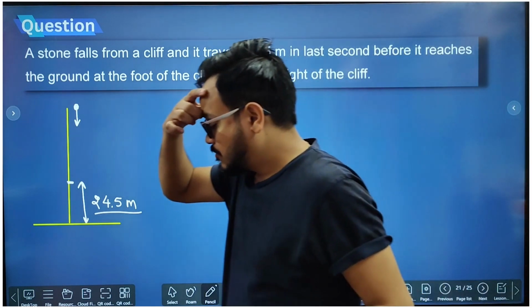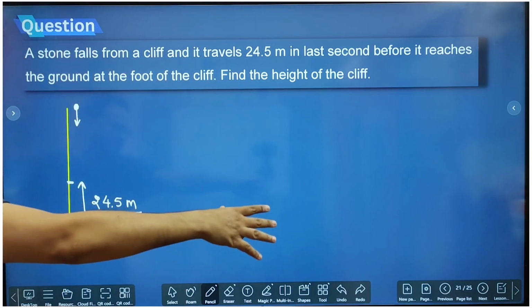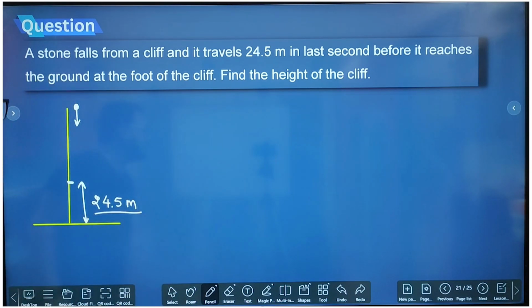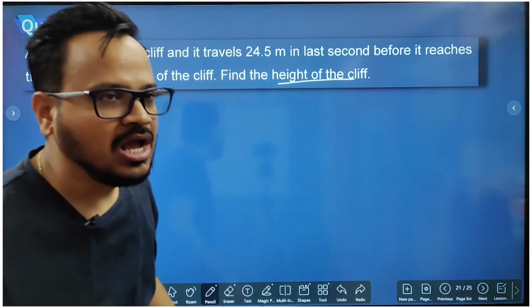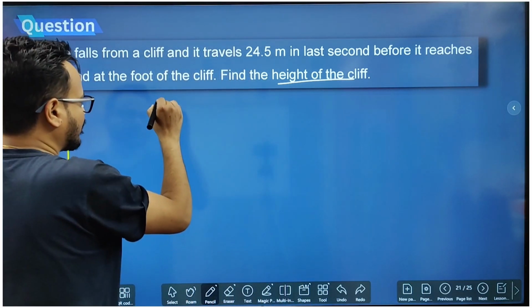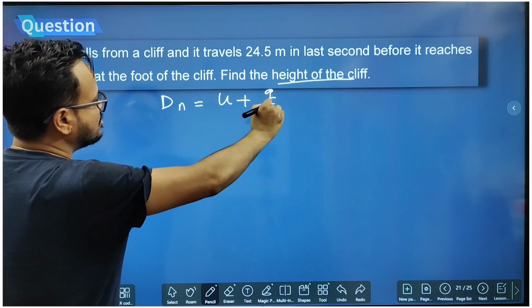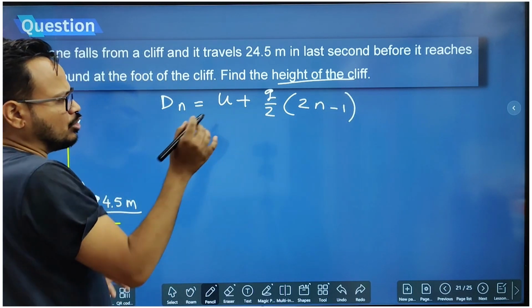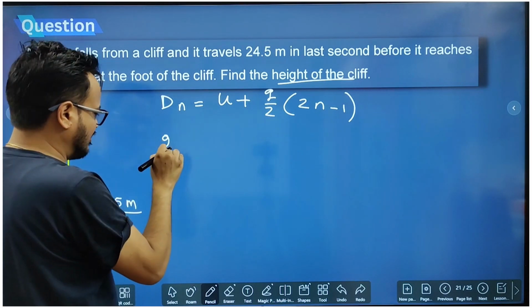Suppose the height of this cliff is 500 meter. In the last second of the fall, we do not know what that last second is. It can be the 10th second, the 11th second, or the 15th second, but in that second it has traveled a distance of 24.5 meter and we have to find the height of the cliff. We will apply this equation, dn equal to u plus a by 2, but a is g in this case, into 2n minus 1. We do not know the value of n because we do not know what this last second is.